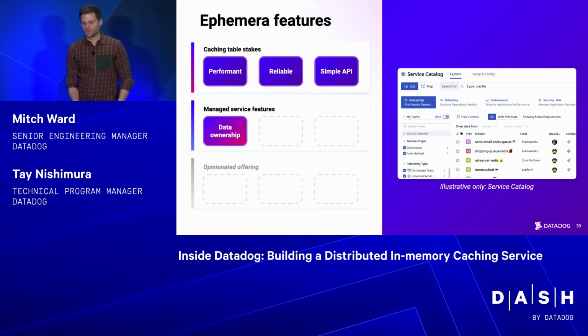The second set of features is what I'm calling the managed service that is Ephemera. And here, the first part that's the most important is the data ownership. So Ephemera caches are single tenant. And with that, we can limit the blast radius if something goes wrong.